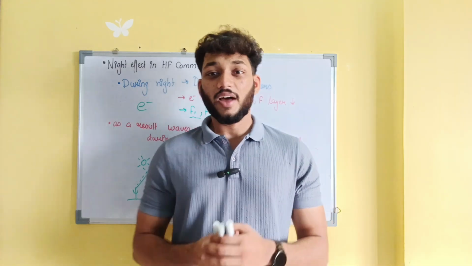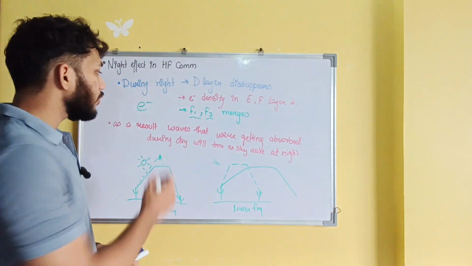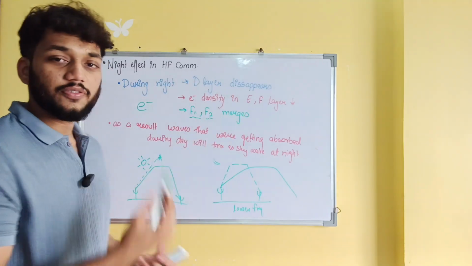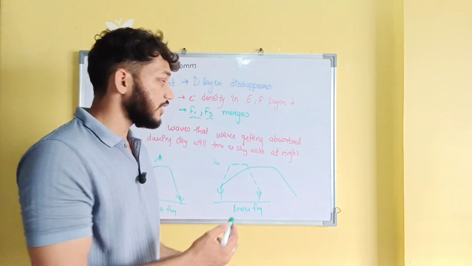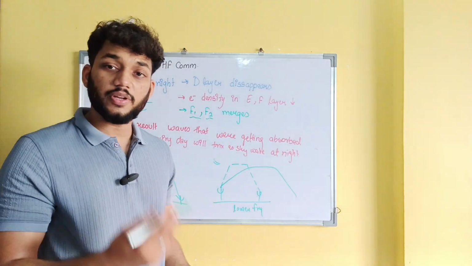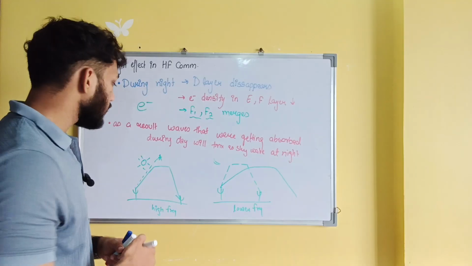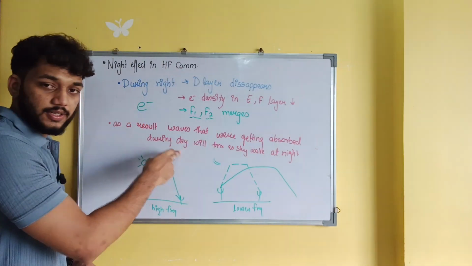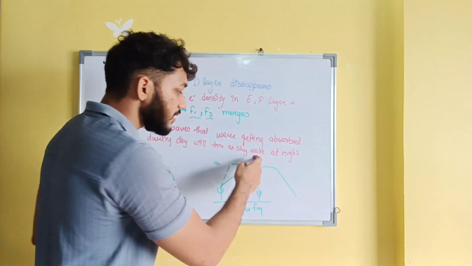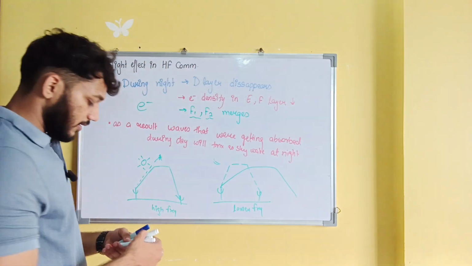Now let us see what is night effect in HF communication. So we know that during night, the D layer of the ionosphere disappears, electron density in E and F layer reduces, and F1 and F2 layer merges. So as a result of this deficiency in electrons, what happens? Waves that were getting absorbed during the day will get transmitted as sky wave at night. So now let us understand this with this diagram.